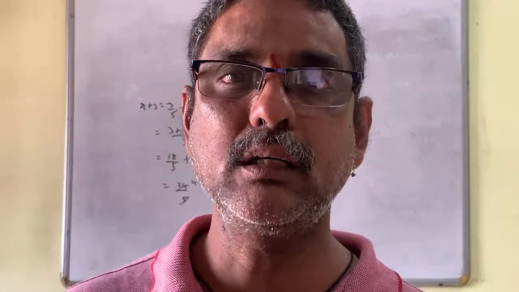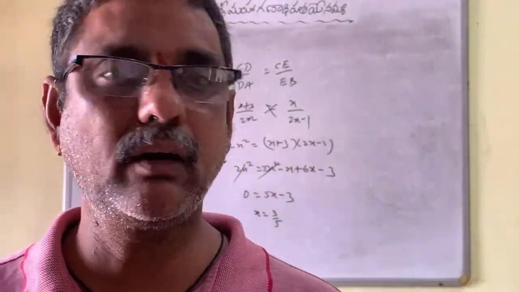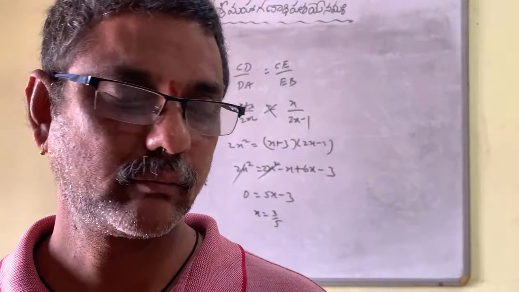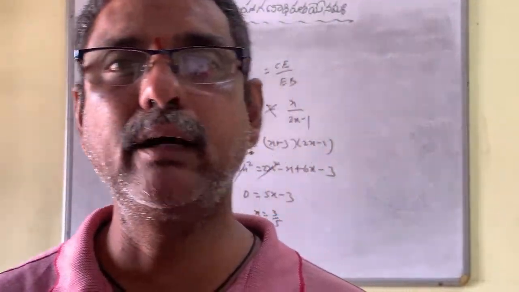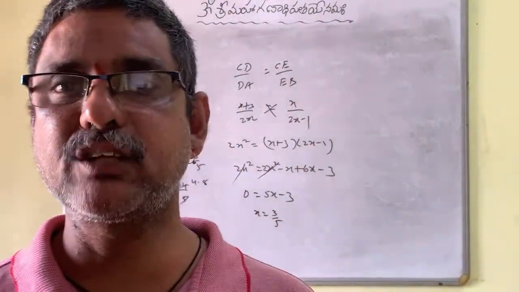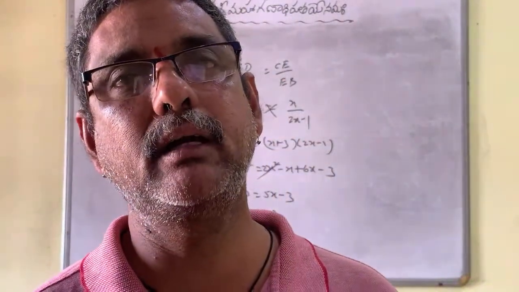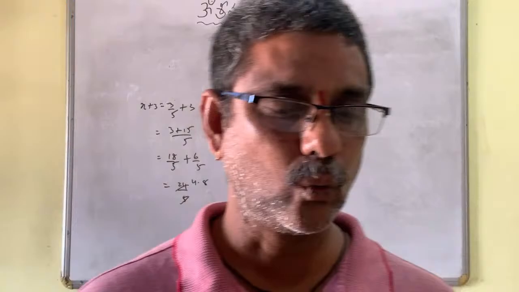Statement 1 wrong, statement 2 correct. Why is statement 1 wrong? It is given that x value is negative 3 by 5, but it is positive 3 by 5. So option D is right. Statement 1 is wrong, but statement 2 is true.